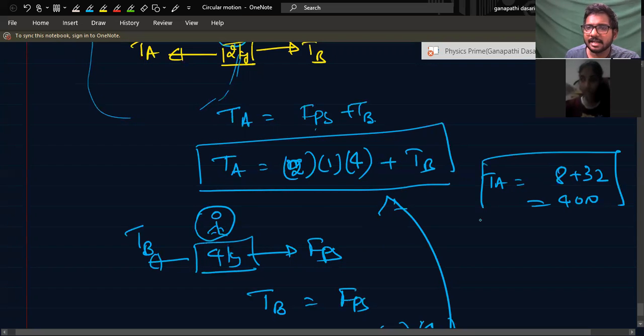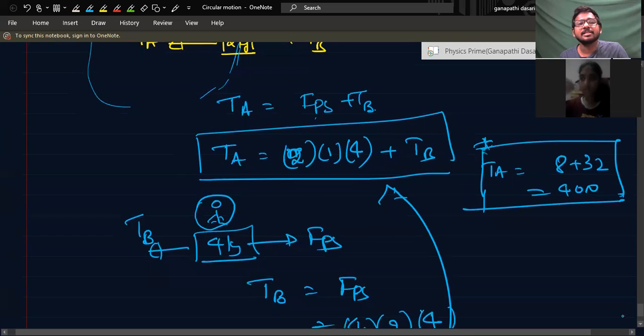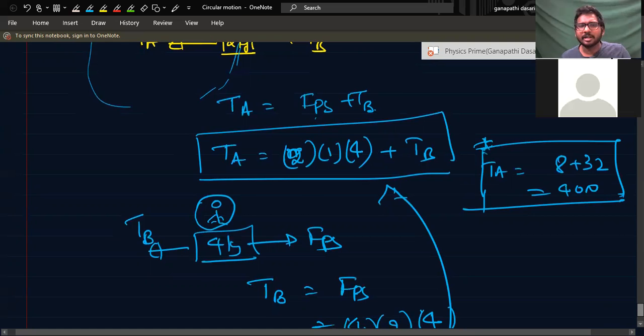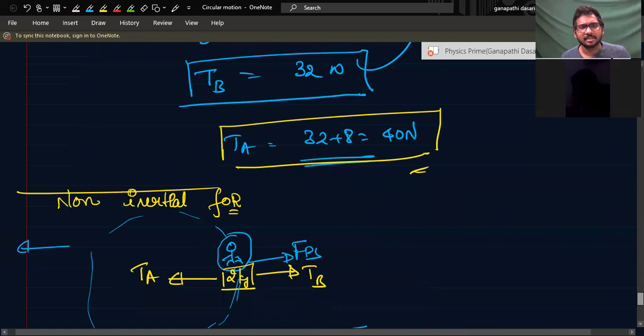So this is the way you can solve problems. Sometimes the problems go tough. If you use a non-inertial frame of reference, the problem becomes easy, you can take it. Otherwise, you can solve directly. Here, there's not much difference in solving the problem.